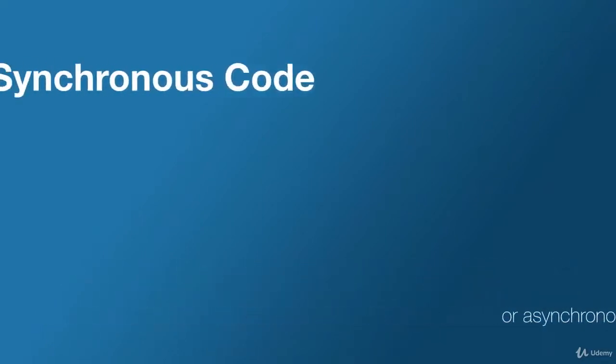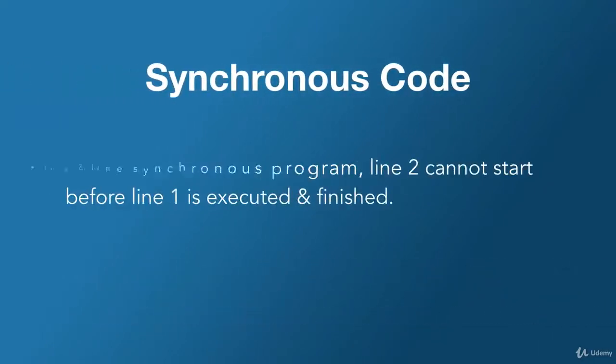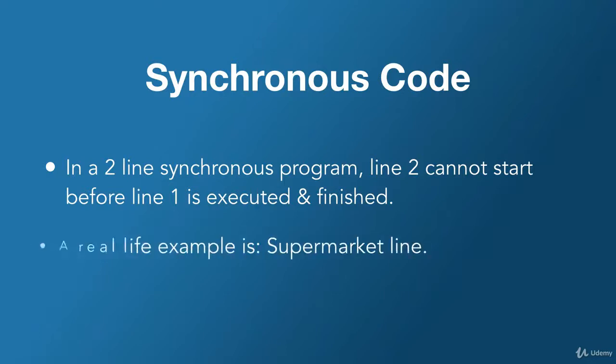So first we're gonna see what is synchronous code. In a synchronous code, for example, in a 2-line synchronous program, line 2 cannot start before line 1 is executed and has finished. An example from real life of this is going to be the supermarket line. The supermarket line is going to be one person at a time, and the person that is at the back is going to wait until the rest of the persons are dispatched.